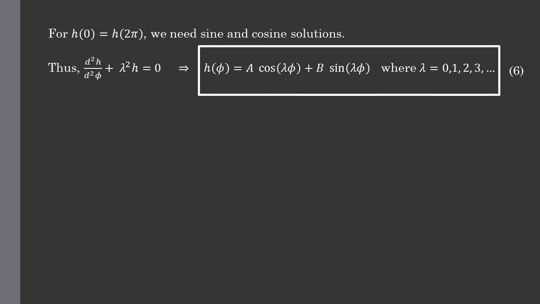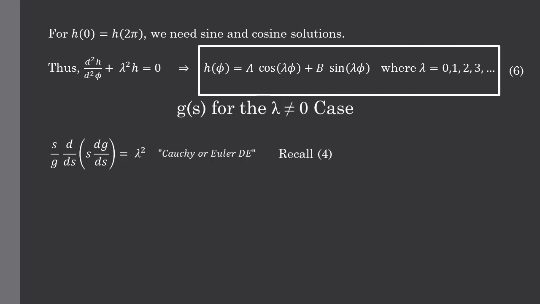Now, if we look at the lambda equals 0 case, it works if we only use a constant. We can't have a constant times phi, because that phi would be increasing and it would not be a periodic function. So we can include that by just writing it as a cosine lambda phi plus b sine lambda phi, because that includes the lambda greater than 0 case, which is the sine and cosine solutions, which are periodic. And also for lambda equals 0, it just simplifies to a constant, and that's okay as well. So we'll write that as equation 6, and that is h of phi in general for this problem. Now it's time to go back and look at equation 4 and look at g of s.